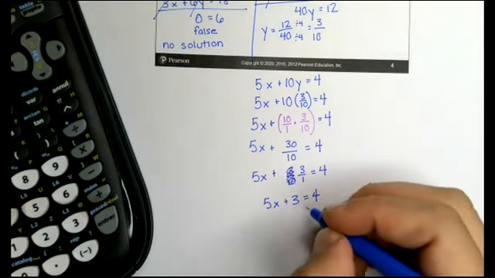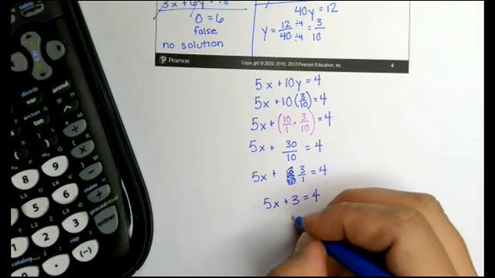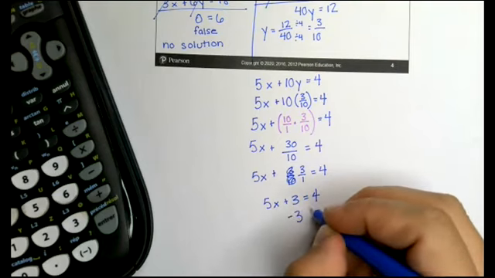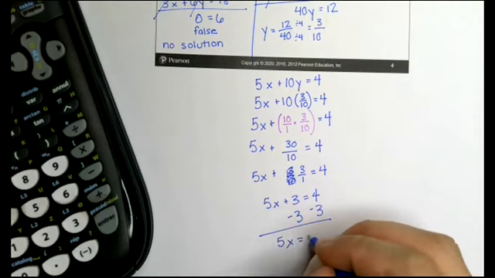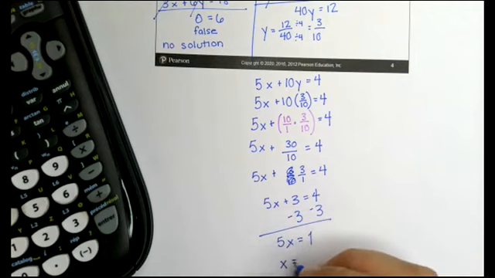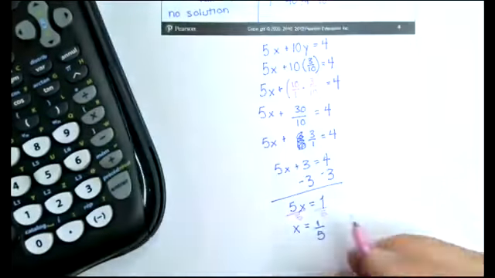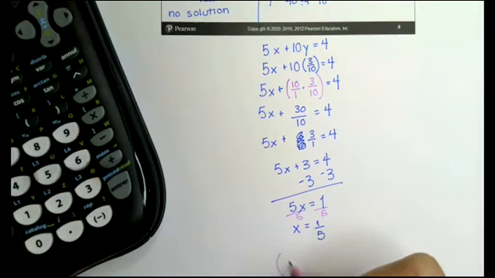Now I'm solving for x. So I subtract 3. 5x is 1. X is 1/5, right? So you need to divide both by 5. So my answer is 1/5 for x, 3/10 for y.